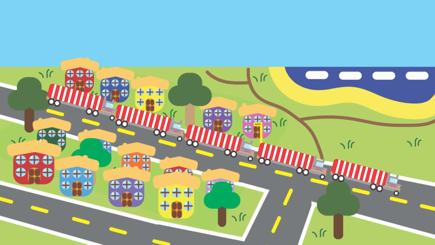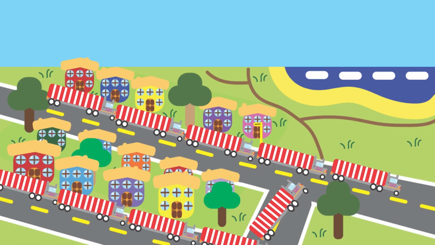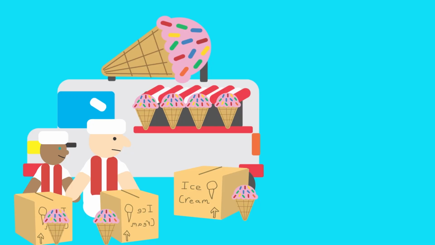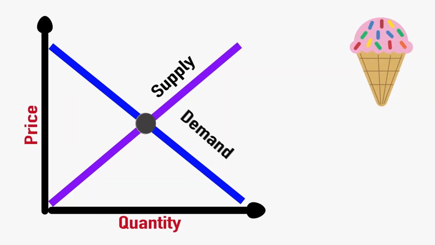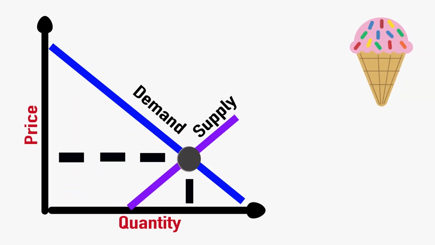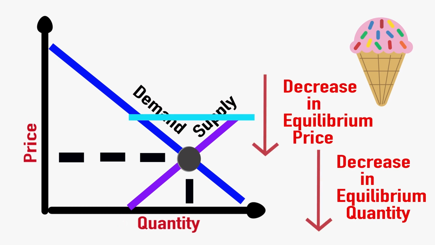Now let's say the next day the town sees not the 5 trucks of ice cream that are usually delivered, but 10 trucks. It seems that ice cream sellers accidentally ordered too much ice cream thinking it was going to be hot, but now it's cold. And now the supply curve shifts to the right because the supply has increased. And with that, the equilibrium quantity increases and the equilibrium price drops.